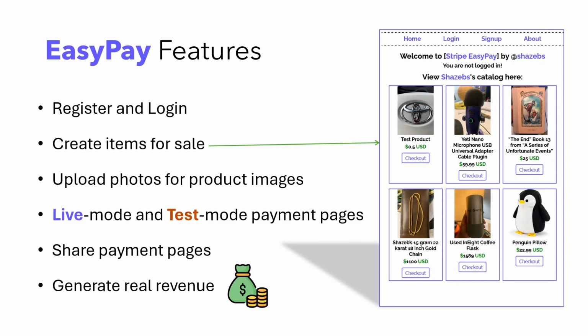You can share the payment pages with a URL link. You basically add your username to the end of the homepage URL, and that is something you can share amongst friends and family, and they can go ahead and view your catalog. And the whole point of the EasyPay feature is to generate real revenue. So you can generate real money using EasyPay.